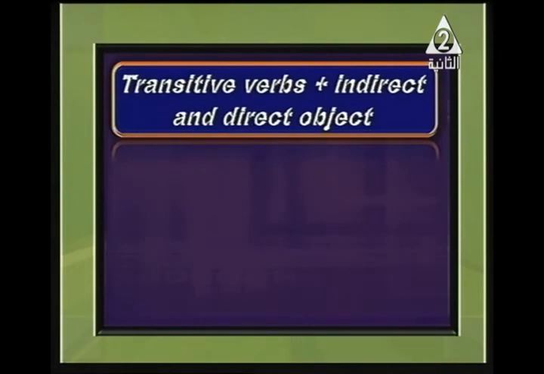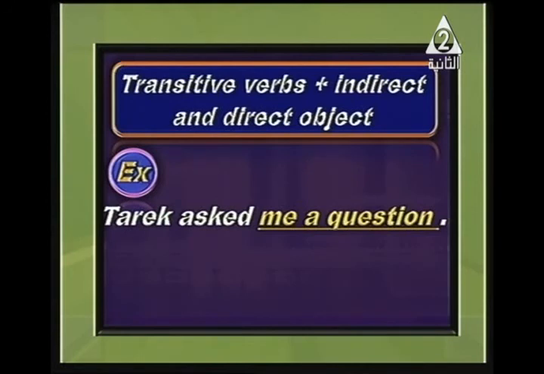The next one is transitive verbs plus indirect object. Let's see what we mean by indirect object in this example. For example, Tariq asked me a question. Okay, here there is an indirect object, which is me. He asked a question, but I want to say he asked me a question. So this is the indirect one. The basic thing is the question, which is the direct object. But here the indirect object is going to be me. Tariq asked me a question.